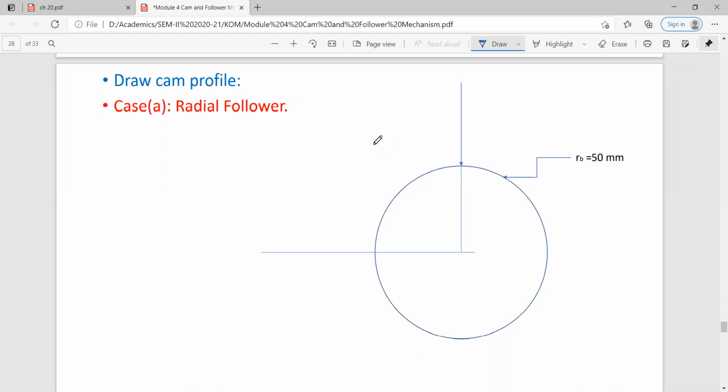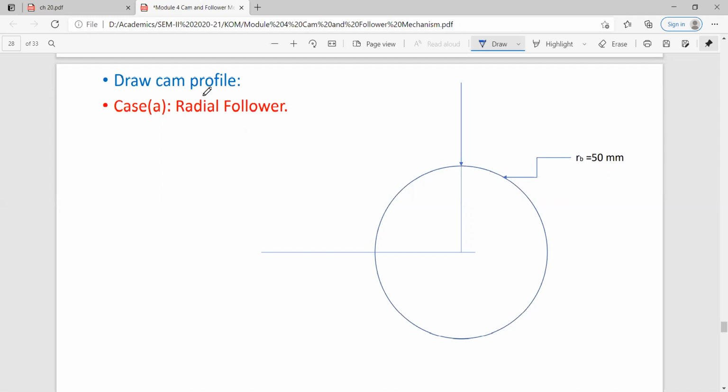Drawn, its procedure is simple. Cam profile draw karne ka procedure is simple. You just need to understand the procedure for different types of condition.